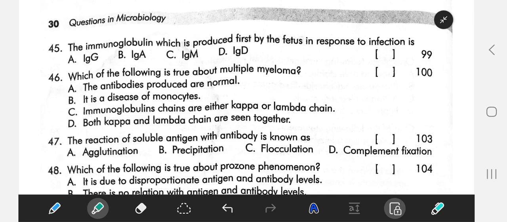Question number 45. The immunoglobulin which is produced first by the fetus in response to infection is IgG, IgA, IgM, IgD. The answer will be IgM.